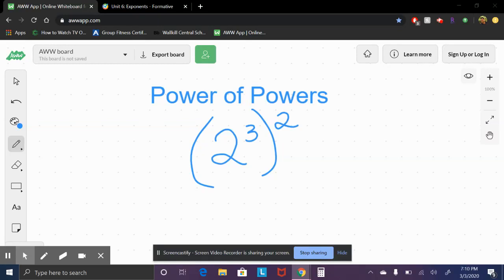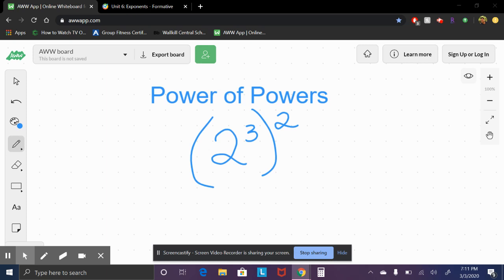In today's video, we're going to be looking at the rules when it comes to power of powers. Before, we talked about product of powers, when we multiply terms with exponents, and quotient of powers, when we divide terms with exponents. Now we're going to have exponents on top of exponents, just like the one that's diagrammed below. So we have 2 to the third to the second.